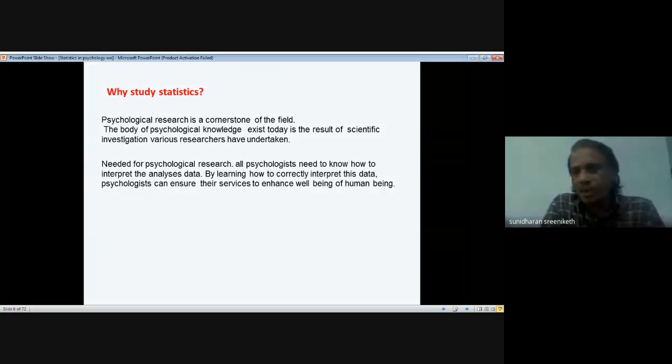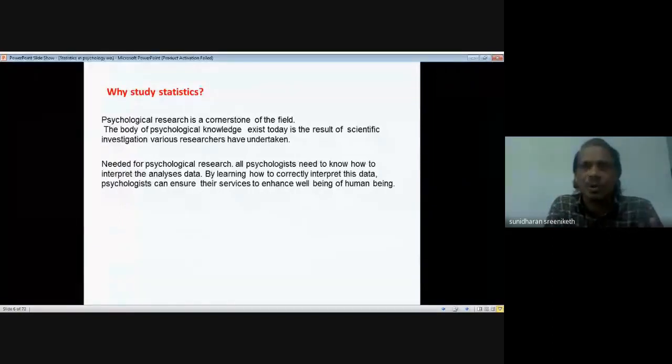All psychologists need to know how to interpret the information and how to analyze the data. In almost all fields of psychology, psychologists are gathering information. For example, in clinical psychology, a clinical psychologist or a counselor gathers information about the patient's condition or the client's condition, about the psychopathology of a patient or an individual. So this information has to be interpreted and analyzed, and for this interpretation and analysis, statistics is very important.